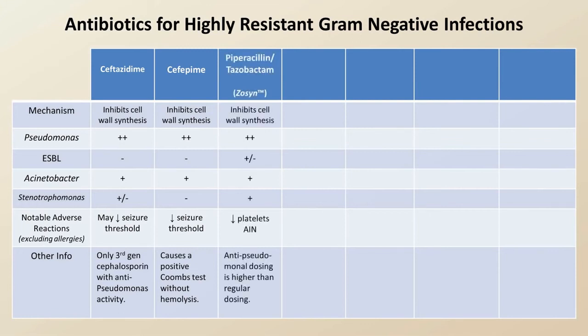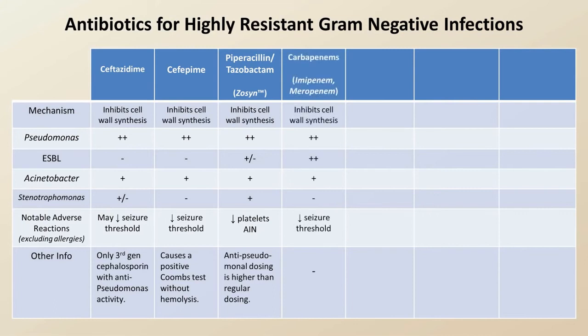Piptazo or Zosyn has excellent Pseudomonas coverage, has so-so Acinetobacter and Stenotrophomonas coverage, and occasionally but not usually covers ESBL. Remember that the anti-pseudomonal dosing of Zosyn is higher than regular dosing.